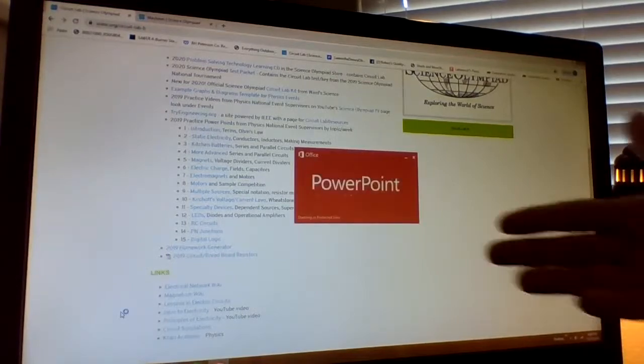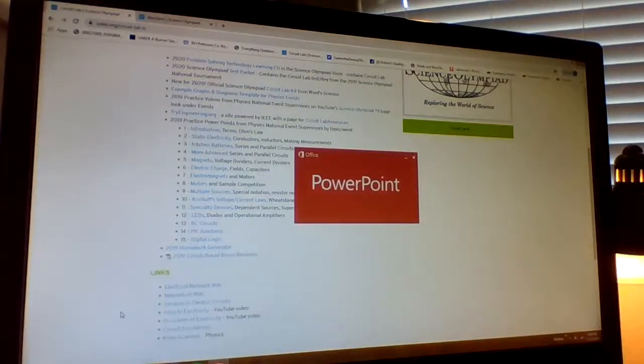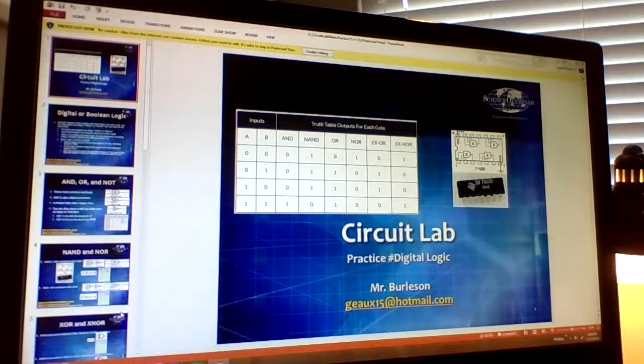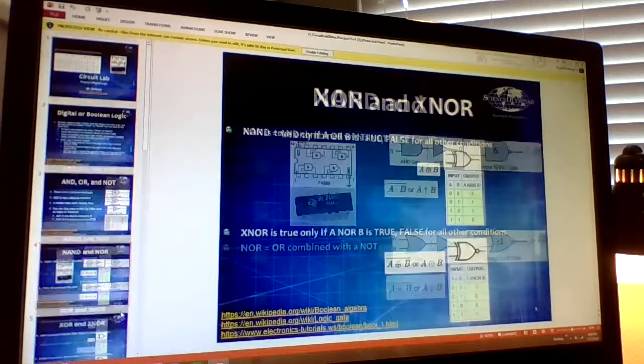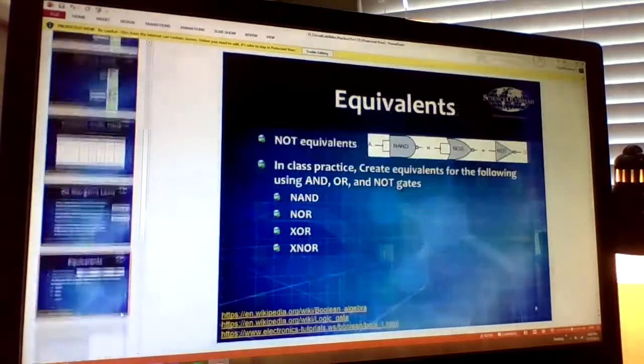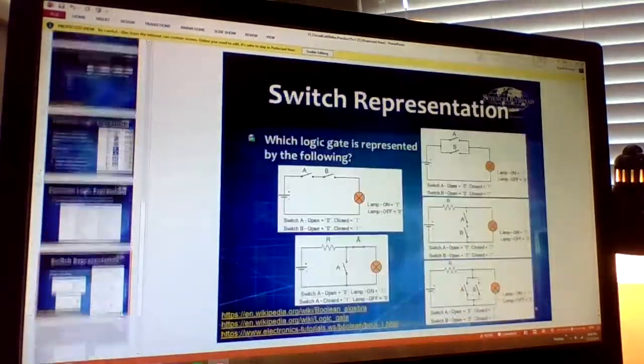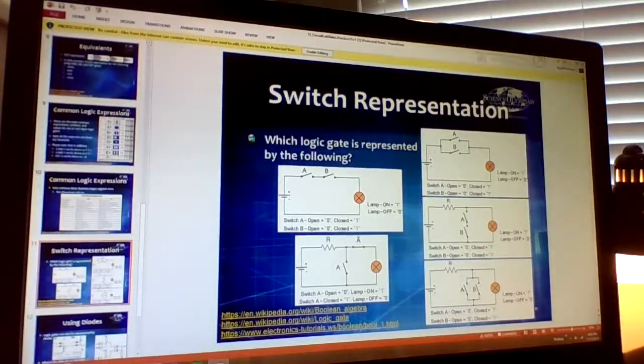And I say, okay, let's open it. This one comes up in PowerPoint. And you actually get to see all of the slides for teaching everything for digital logic. And of course, this is only for Division C. We also have the homework generator here and a thing on how to use breadboards.